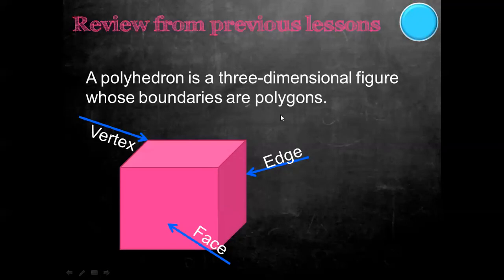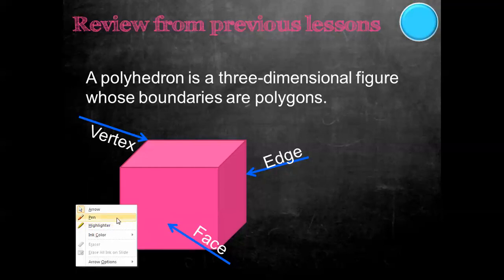In this video, we're going to cover the first part of Prisms and review a little bit for the mid-unit test. So, to start off, to review from previous lessons, remember that a polyhedron is a three-dimensional figure whose boundaries are polygons, meaning that its faces are polygons.